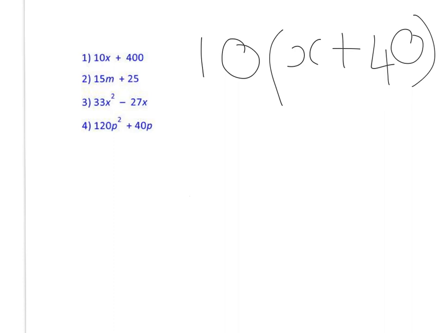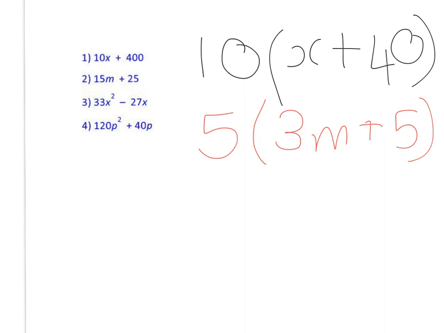Okay, second one, 15m plus 25. Well, again, numbers 15 and 25, the biggest number that goes into both 15 and 25 is 5. Letters wise, there are no common letters, so that's our highest common factor. 5 goes into 15 3 times, but it's 15m, so it's 3m. 5 goes into 25 5 times, so my answer is 5 bracket 3m plus 5.